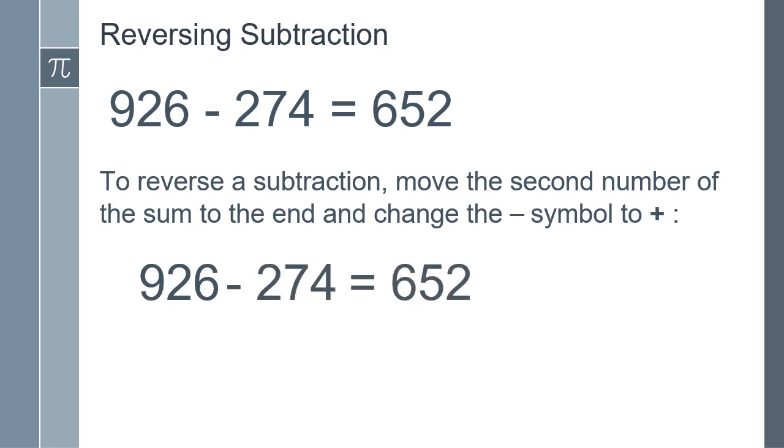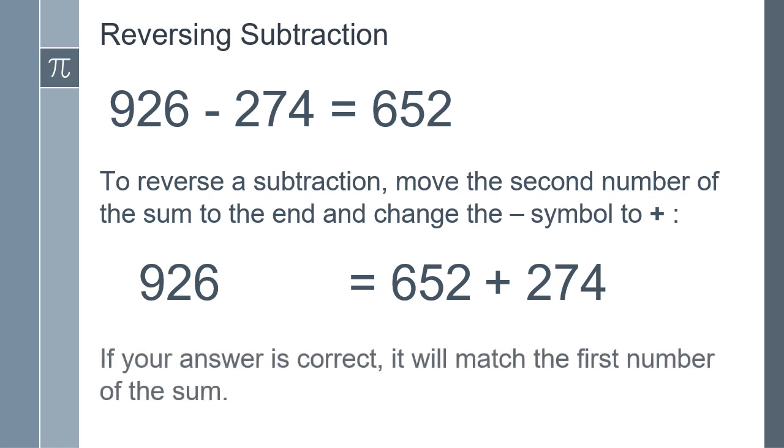So 926 minus 274 equals 652. We're going to take that minus 274, move it to the end and change the minus symbol to a plus. So when we do this sum, if the answer is correct, it will match the first number of the original sum.